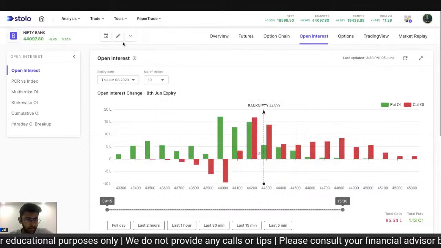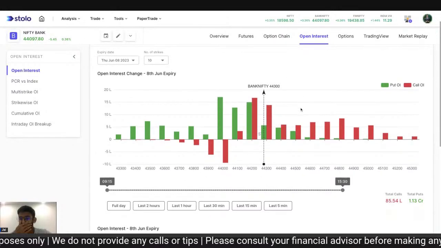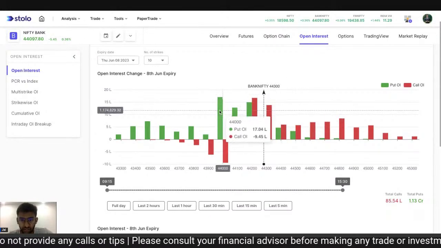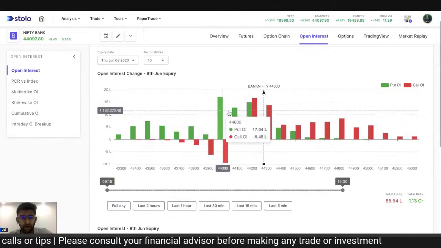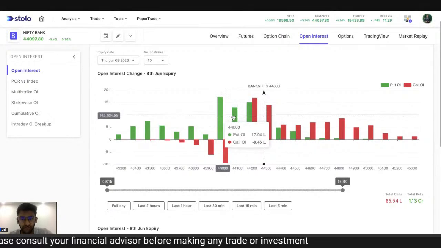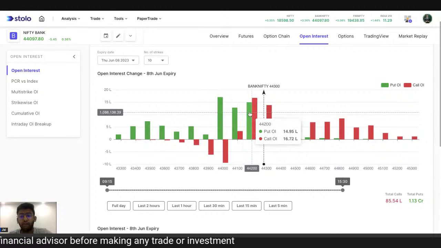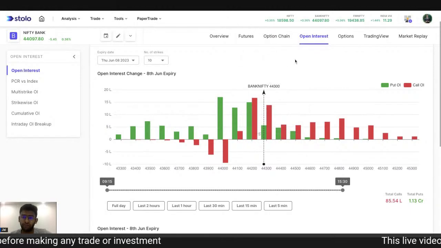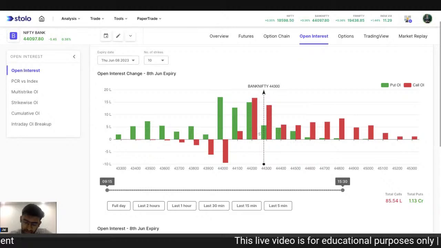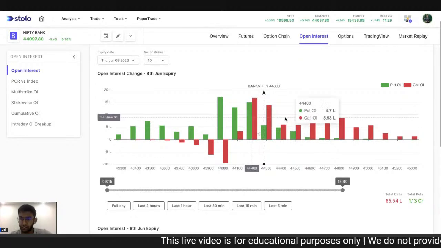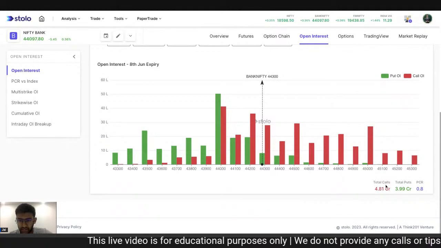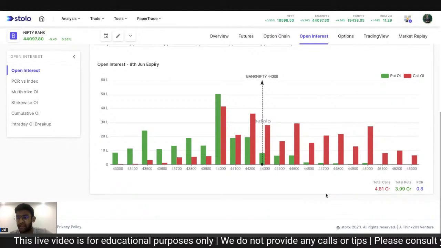So yes, this is Bank Nifty. Okay, Bank Nifty again. You see on the call side we have a bigger change: 44,000, 44,100, 44,200, a lot of call addition, which is telling us that it would stay below these particular levels. And you see 0.8 as PCR.